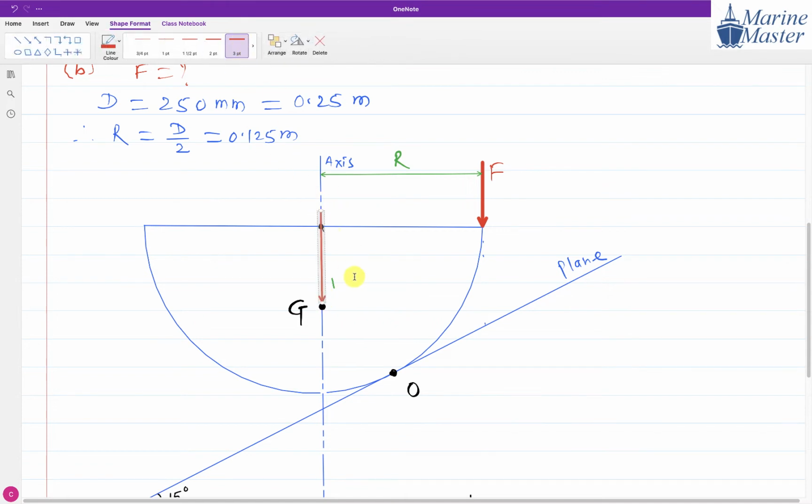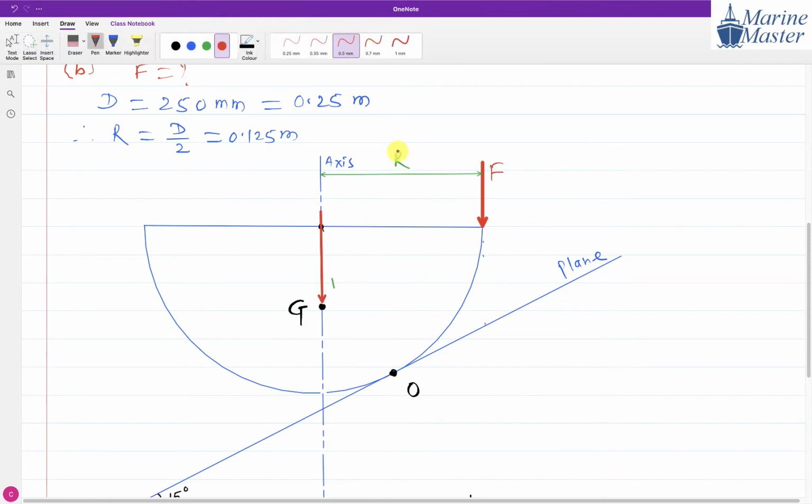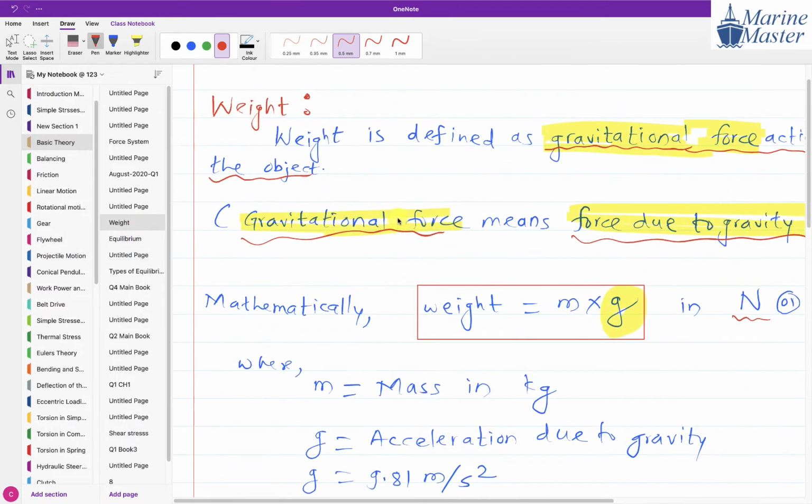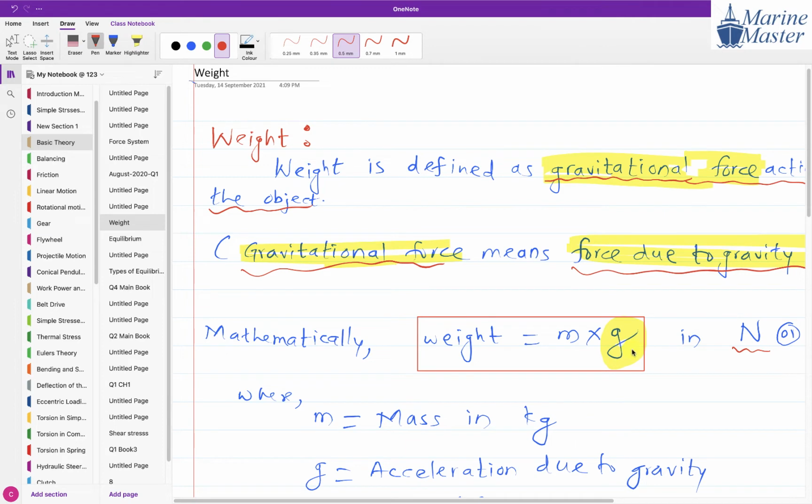Generally we show the forces with a red pen, remaining things with a blue pen, and dimensions with a green pen. That is the terminology we generally follow. So this is the weight, and how do we denote weight? mg, mass into g. If you remember our weight discussion, weight means m into g.